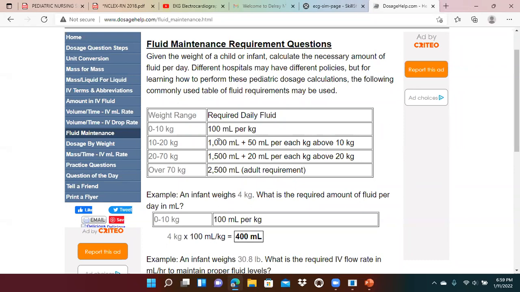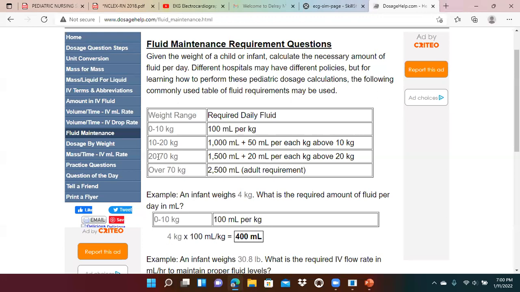So 1000, if my baby has 20 kilograms, 50 milligram per each kilogram will be at... So 250 plus 50, 2 times, right? After the 10. And if the body weight is 20 to 70 kilogram, 1500 ml plus 20 ml per each kg above 20 kilogram, right?